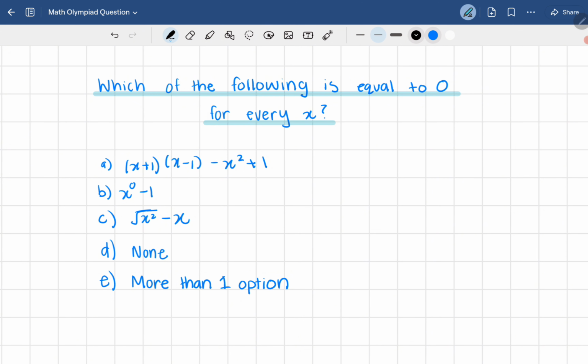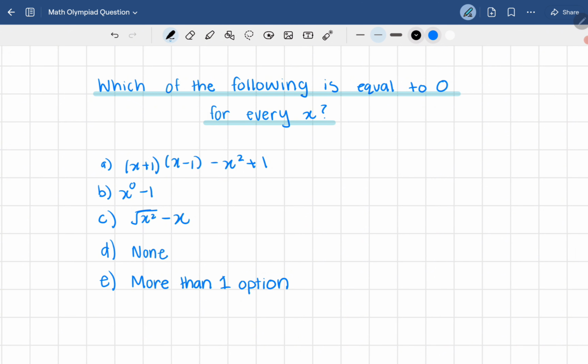So feel free to pause this video and give this problem a go before I go over the solution with you. Alright, so hopefully you got the correct answer, and I'm going to show you the solution right now for those of you who were a bit stuck.